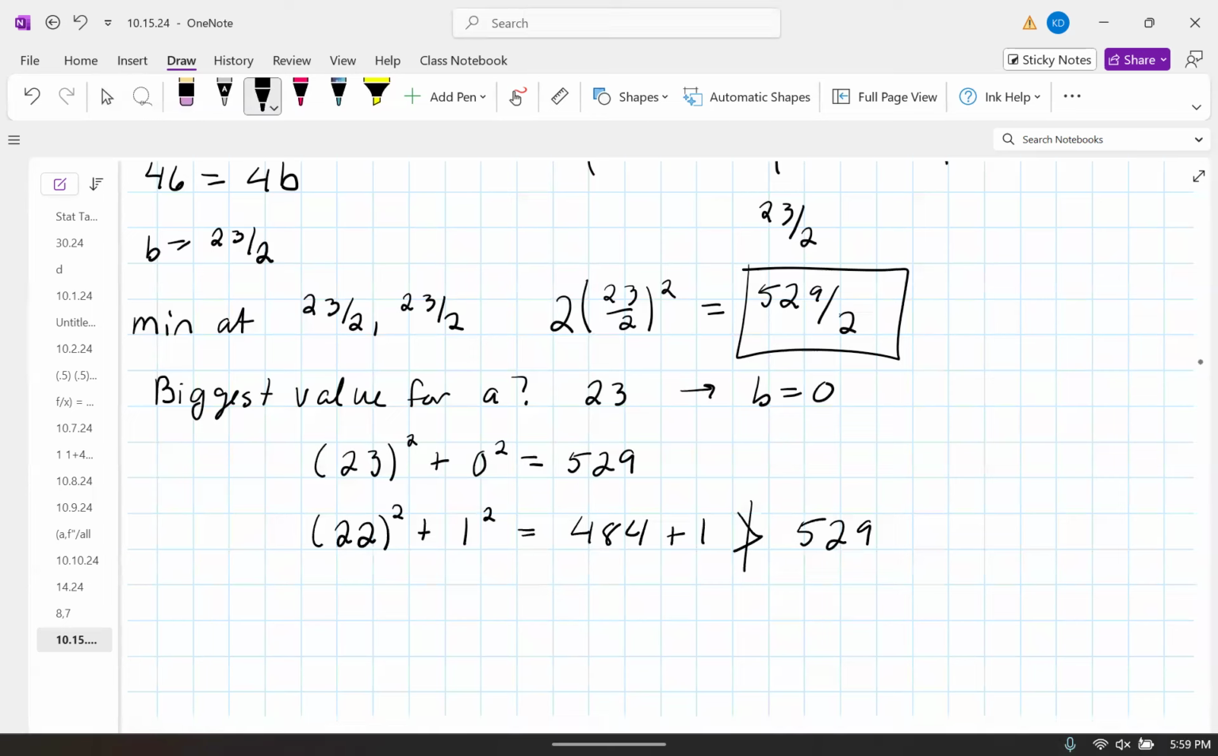So as we get closer to the vertex, we get smaller and smaller. As we get farther away from the vertex, we get bigger. Can we get any farther from the vertex than 23? No, because then our A is the biggest it could be, our B is the smallest. This can't go anywhere, so 23 is as big as we go.